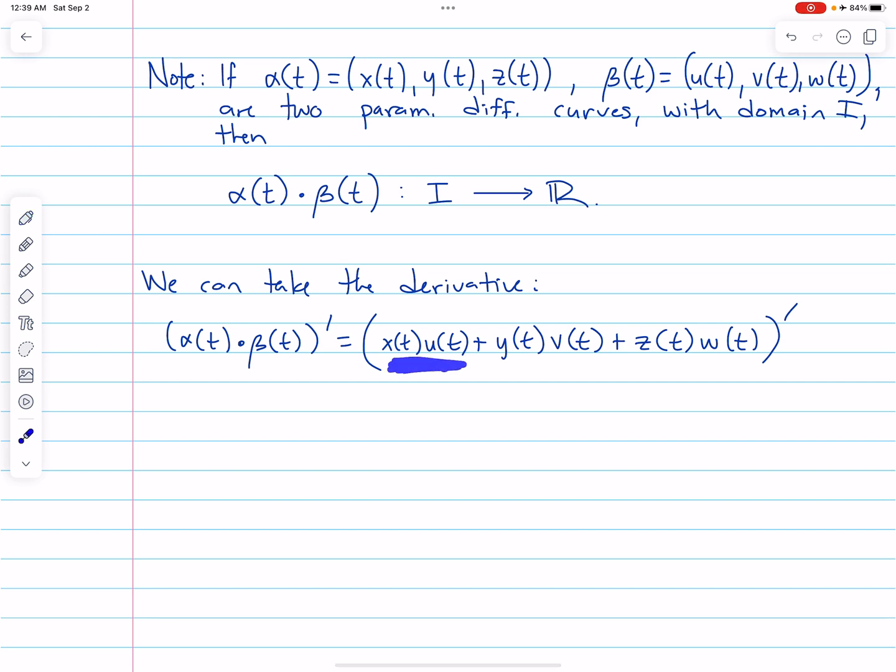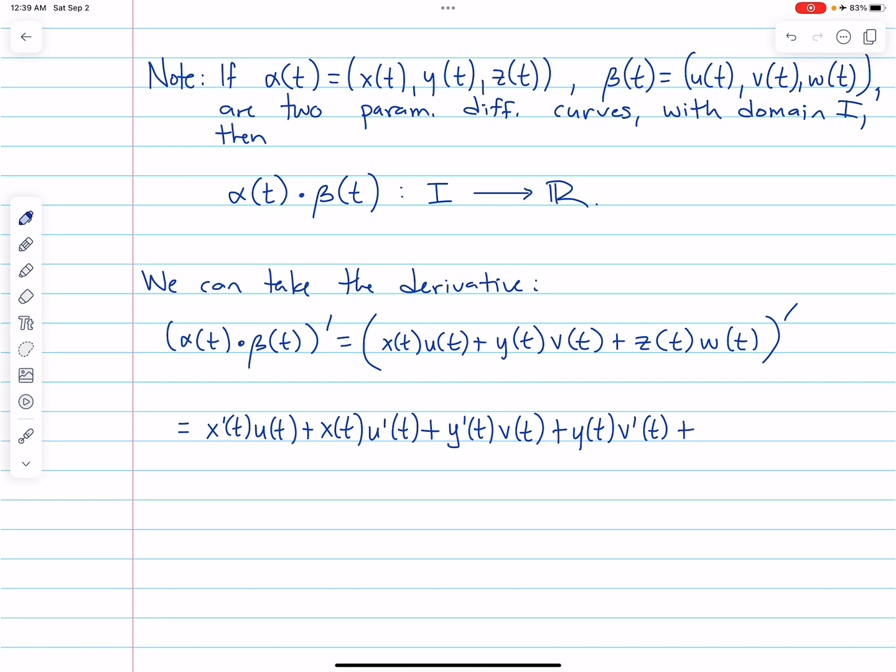So when we take the derivative of this, because it's the product of two differentiable functions, we have to use the product rule. That's going to give me x'(t)u(t) plus x(t)u'(t), and then we take the derivative of the second term, again using the product rule: y'(t)v(t) plus y(t)v'(t), and then the last term: z'(t)w(t) plus z(t)w'(t). And I'm running out of room there.